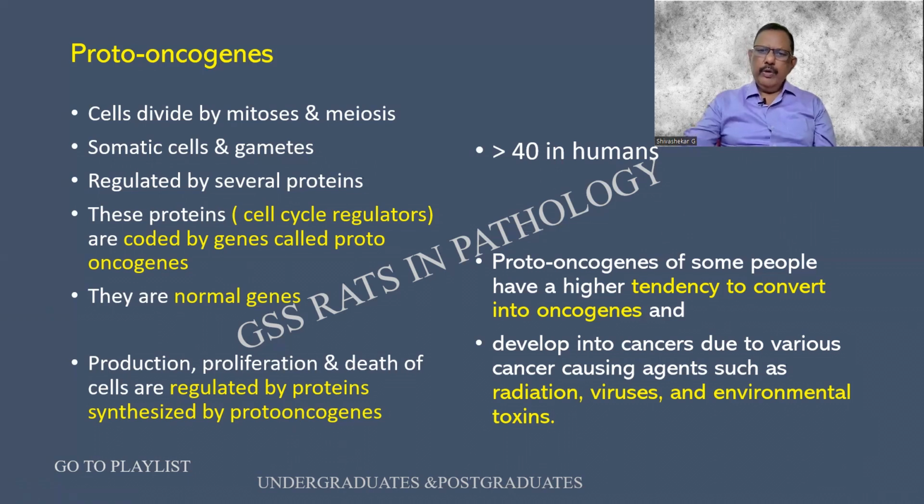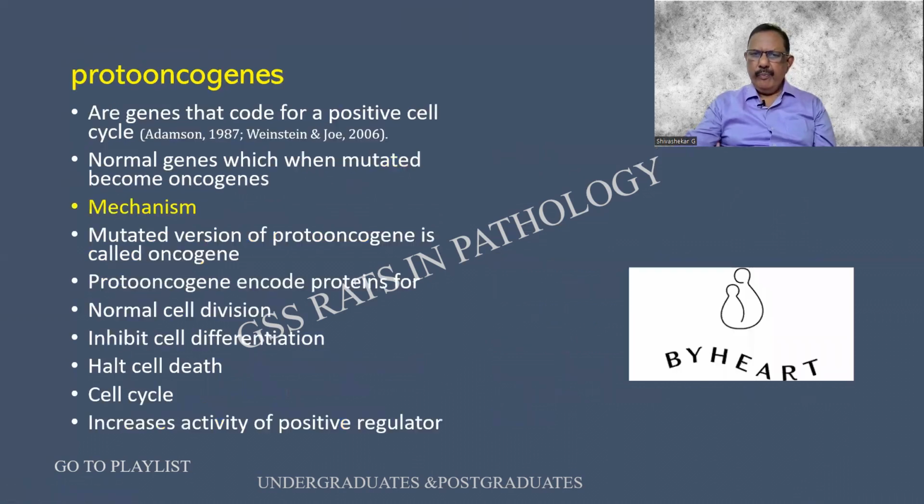However, the proto-oncogenes of some people have a higher tendency to get converted into oncogenes, and they develop into cancers, causing a neoplasm due to various agents such as radiation, viruses, environmental factors, etc. There are more than 40 proto-oncogenes in humans. Learn this by heart.